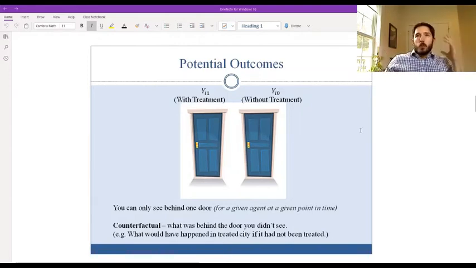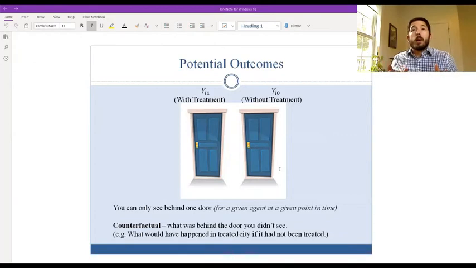So remember from earlier videos, when we're talking about counterfactuals, what we're talking about is what would have happened to some treated group if they had not been treated, right? So going back to our idea of potential outcomes, the counterfactual for the treated group is what's behind the door of the potential outcome that they would have had without the treatment. We don't get to see behind that door because you can't see two states of reality at the same time, right?